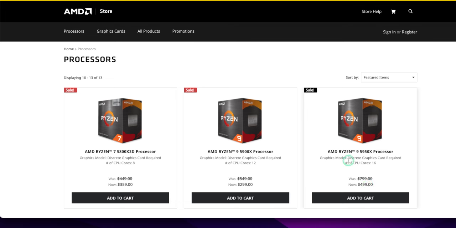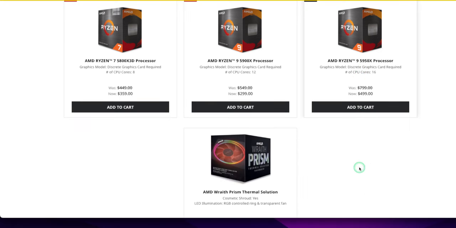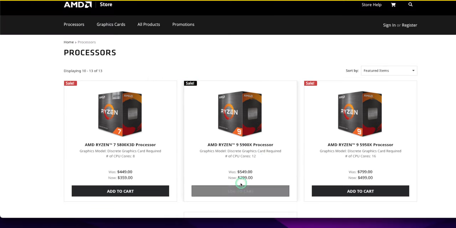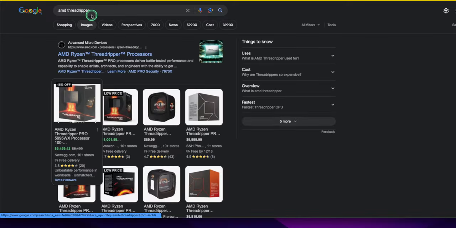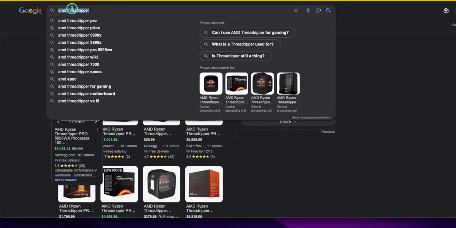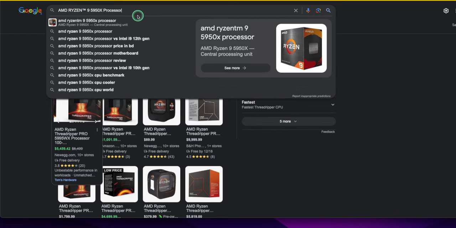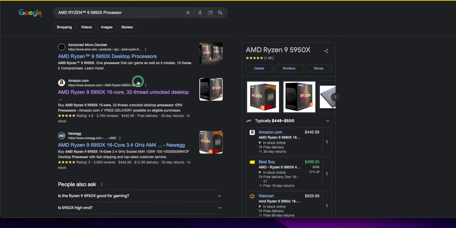Graphics model, discrete graphics card required. So here you need a graphics card. It doesn't have the built-in, you know, what the hell is it called? Graphics software on the CPU. Interesting. Wow, look at that. $299. All right, let's do this. This one. Highlight that. Let's see. Copy. Let's go over here. Do it. Hit the button, Big Daddy. All right, Ryzen 9 5950 processor.